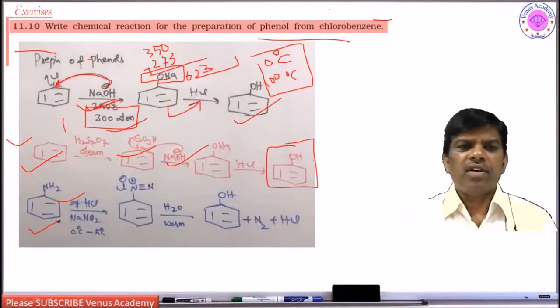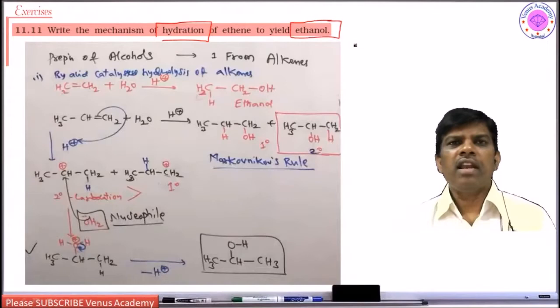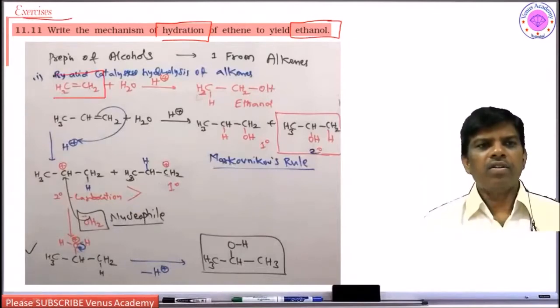Yes, so however, if you want, you can prepare from diazonium salts and from benzene. Next, write the mechanism of hydration of ethene to yield ethanol. This is one of the commercial methods for the preparation of ethanol. Now ethanol has been prepared starting from ethene. Alkene undergoes hydration in presence of acid.